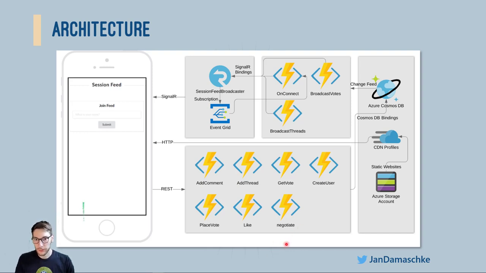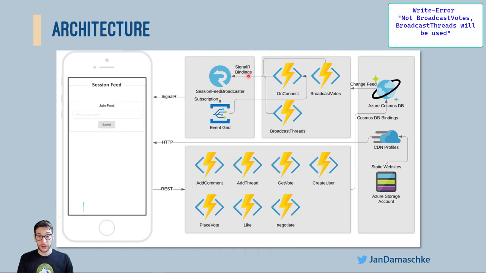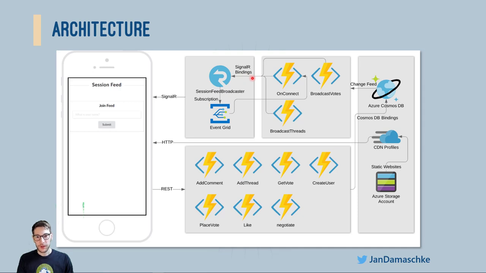The first we would use, which we have already seen, is negotiate. This will get our client the credentials for SignalR, which it will then use to connect to our SignalR hub. The SignalR hub is, like I said, responsible for broadcasting all the messages to the clients. But if a client wants to add a comment or add a thread, it will call a REST API, and this REST API will then write the document to the Cosmos DB with the output binding of our function. The change feed will then trigger another function called broadcast votes, and broadcast votes will send the messages that had new comments or new messages, so new threads, to SignalR, and SignalR will broadcast them to our clients.